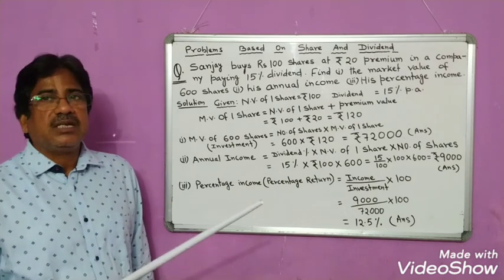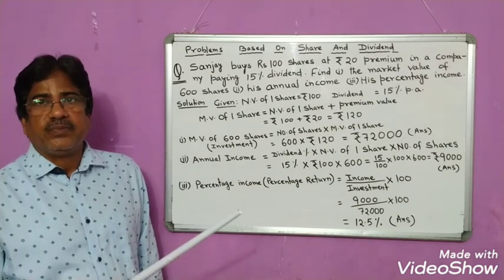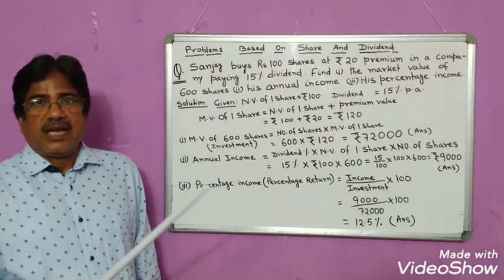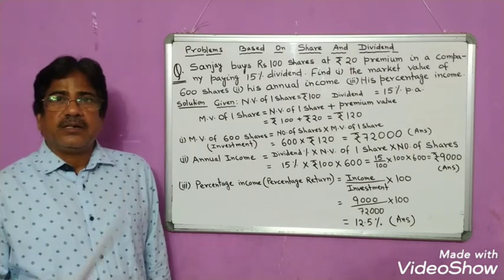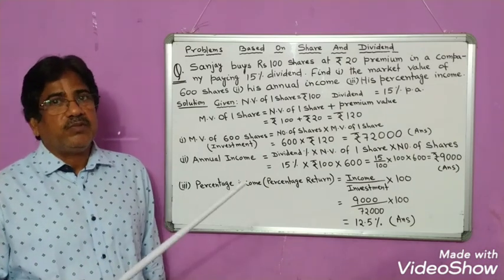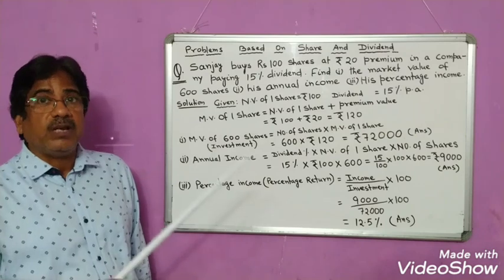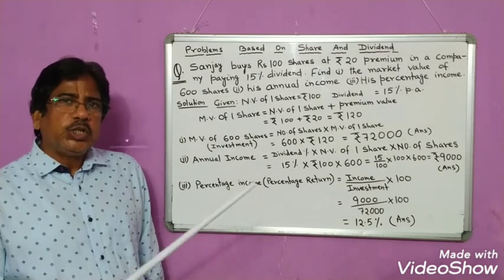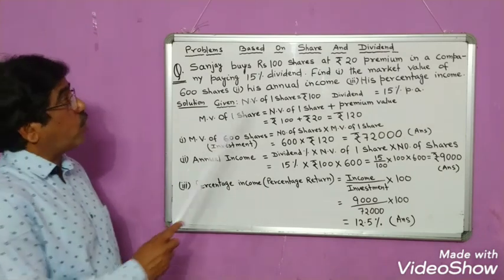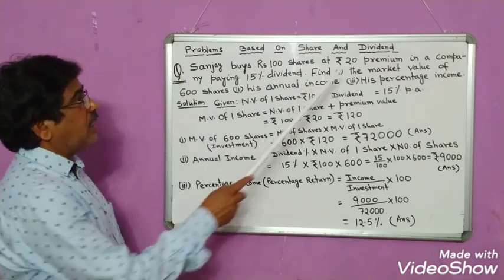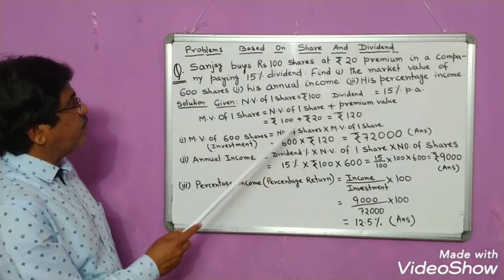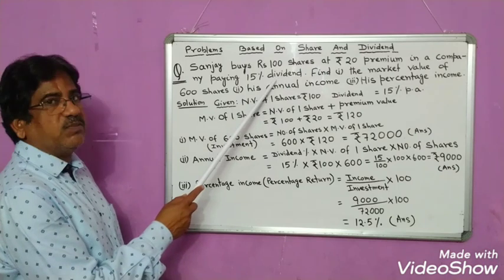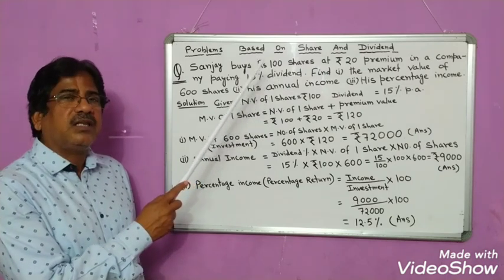As we have discussed earlier, whenever the word premium comes, it means that the market value of the share will be 20 rupees more than the nominal value, and Sanjay is going to purchase the share from the market, and the dividend declared by the company is 15%, meaning Sanjay will obtain 15% dividend at the end of the year.